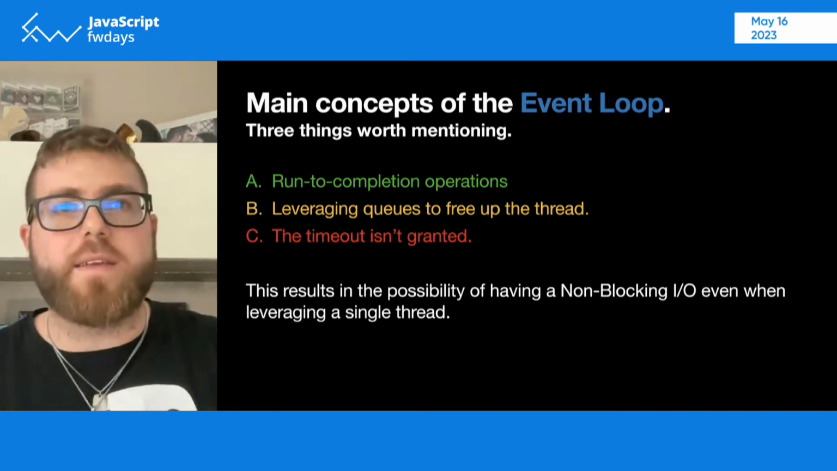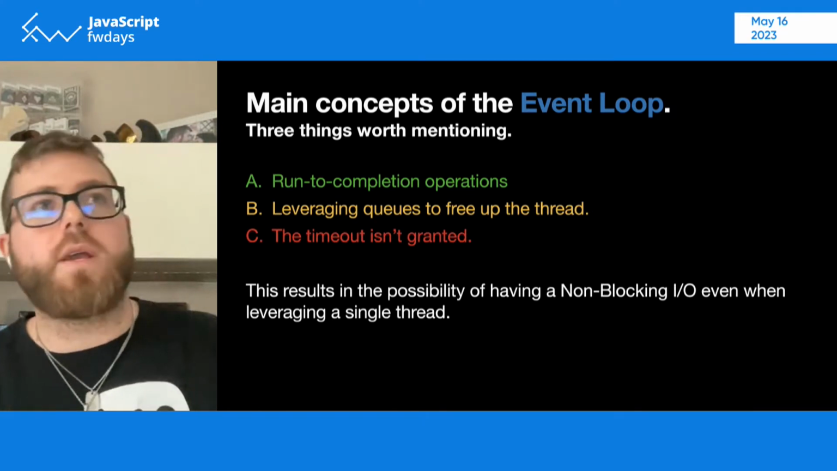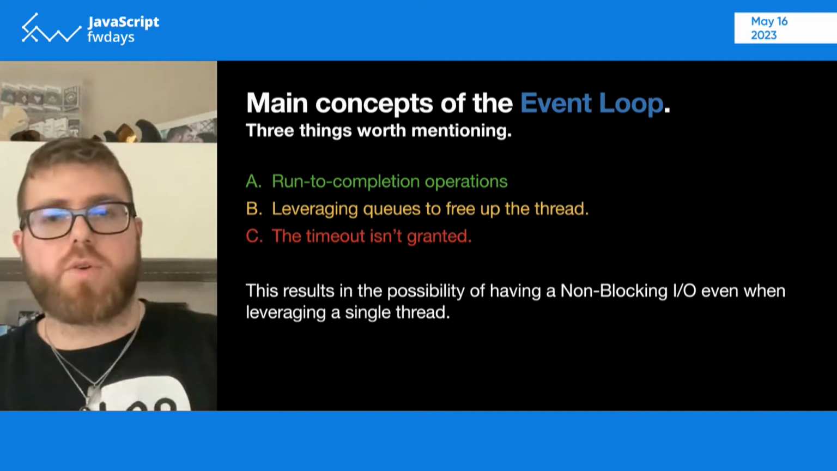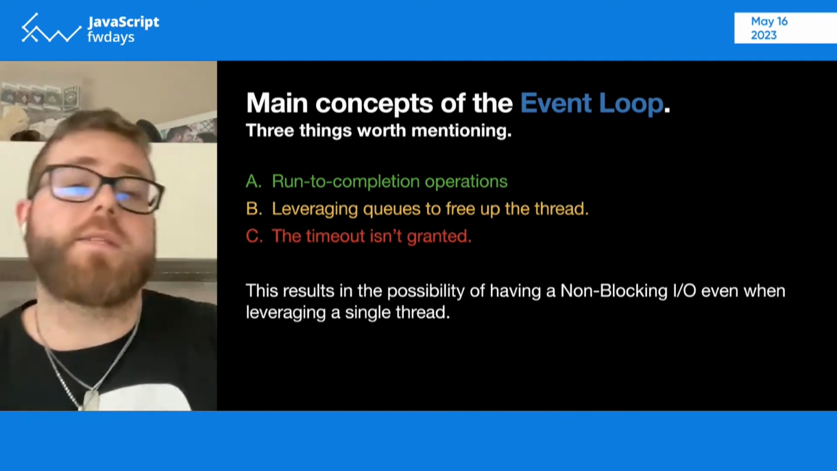And this is the real difference between JavaScript and many other languages. Leveraging this event loop implementation allows it to be single-threaded, but non-blocking. Yet it cannot be concurrent.